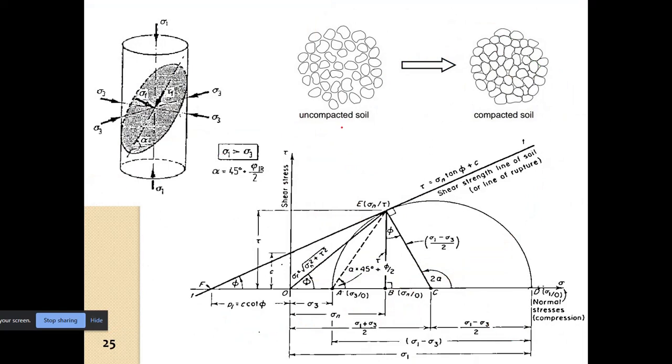So basically what happens is that as we go on increasing the confinement, the soil compaction or the density of the soil goes on increasing. So the contact between the different particles goes on increasing, and the effective stress goes on increasing. So we will require a higher shear strain or stress to cause the failure of the sample.